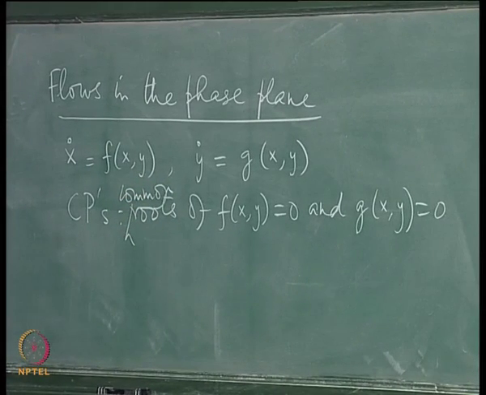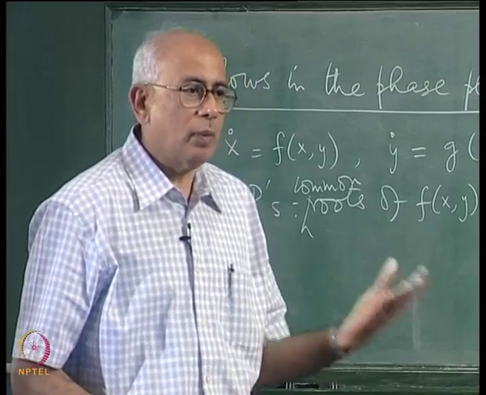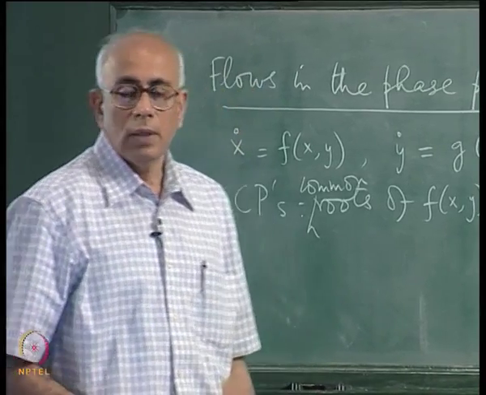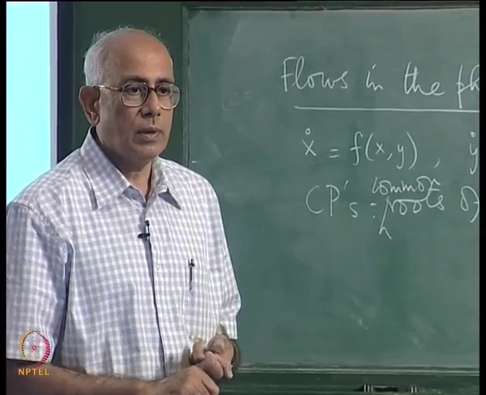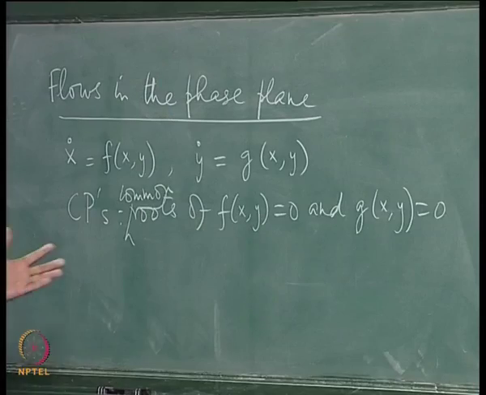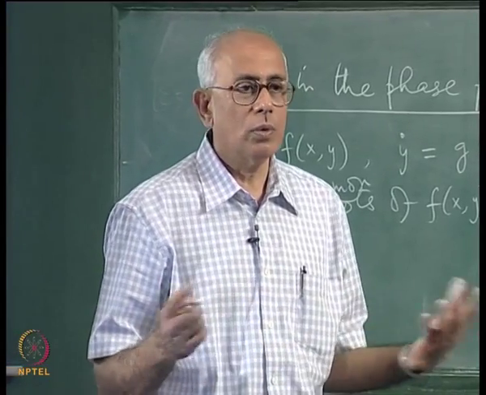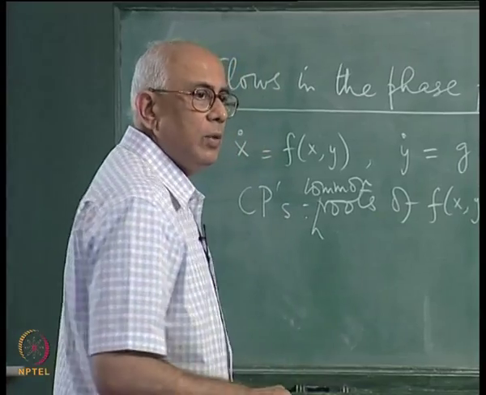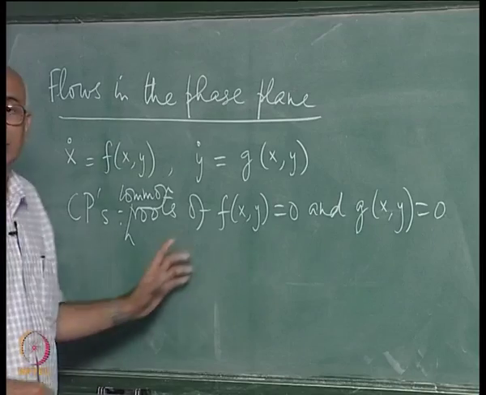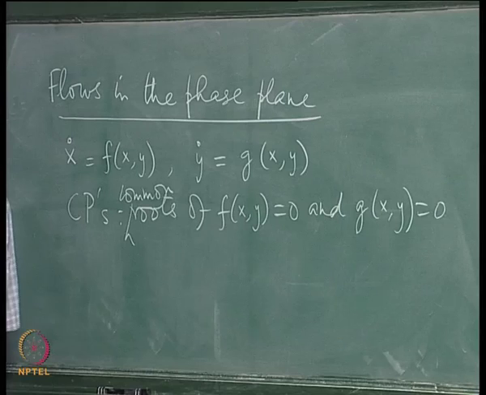Since f of x, y equal to 0 is some kind of curve in the xy plane and so is g, this is the intersection of the two curves given by f is 0 and g is 0. Again, the statement is that the critical points in the phase plane control the behavior of the flow to a large extent. So we would like to analyze what kind of critical points you could possibly have in the phase plane. And what would be the way to do this?